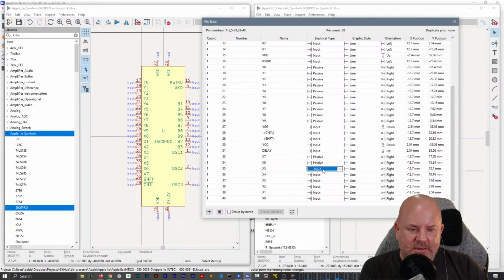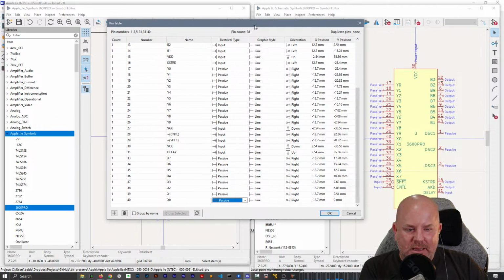I guess for that reason, I decided to make them passive. I guess they could just be bidirectional, but I didn't feel like that accurately describes them.